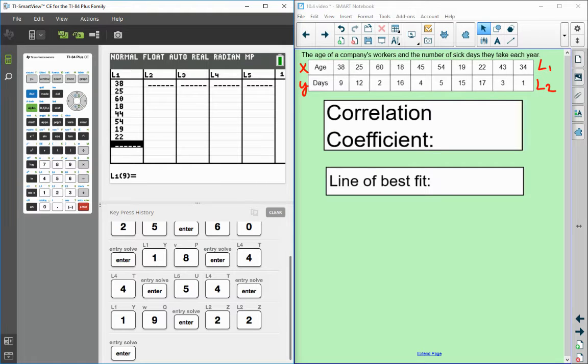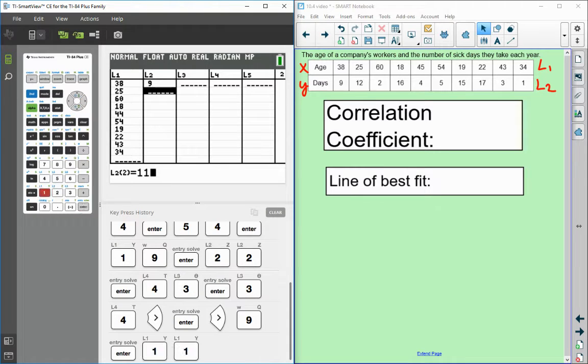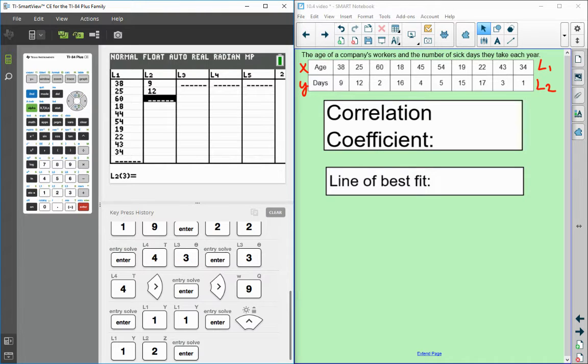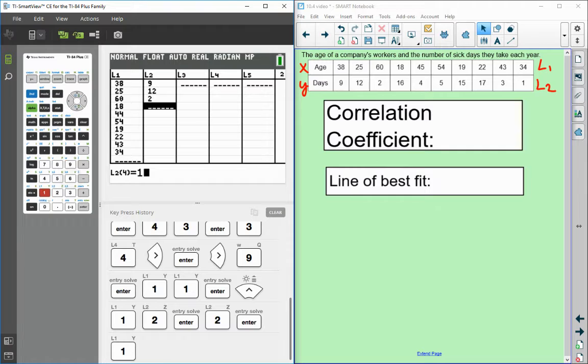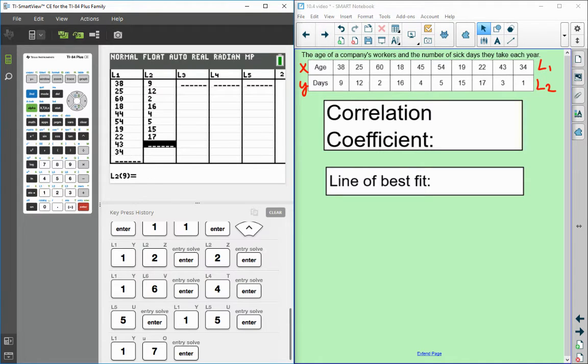2, 43, and 34. Okay, when I'm done with that list, I'm just going to go over to the next list. Oh, I got to push enter, sorry. I'm going to go over to the next list, and I'm going to start typing those in. So 9, 12, oops, I typed that wrong. I'm sure none of you make mistakes. Okay, 2, 16, 4, 5, 15, 17, 3, and 1.